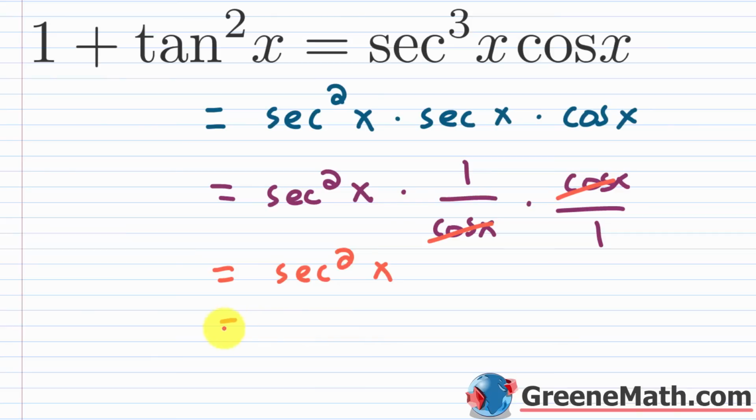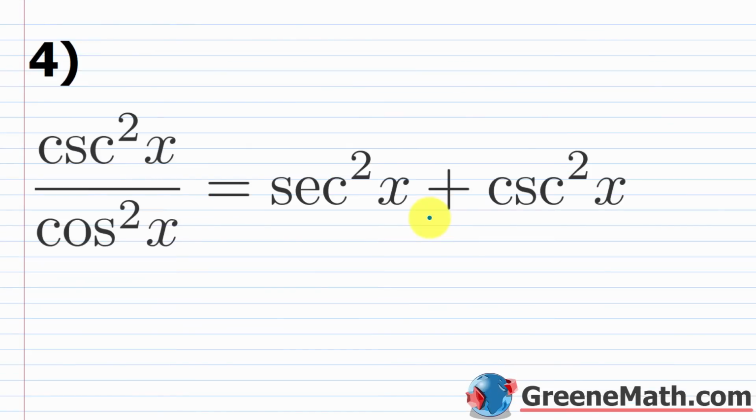We can just replace this and say it's tangent squared x plus 1, or 1 plus tangent squared x. So let's put 1 plus tangent squared x, and we have a match. So we'll put a check mark there, and we're done. All right, let's take a look at problem number 4.